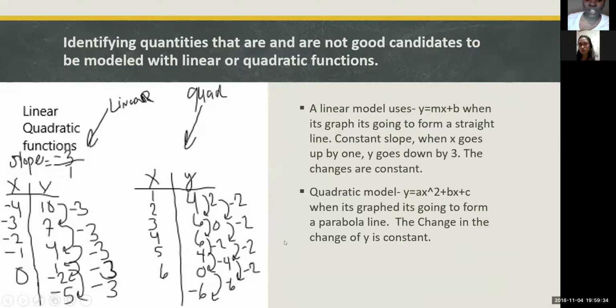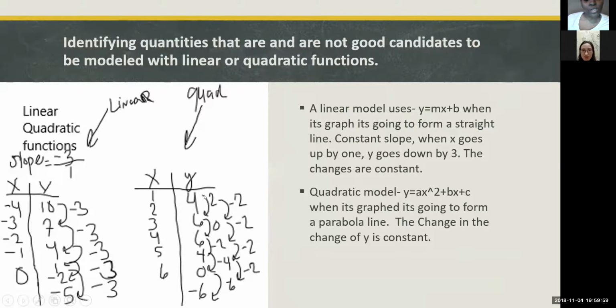The change in the change of the y is constant. When they say the change in the change, I wrote out an example right here. The x is going to be 1, 2, 3, 4, 5, 6, and the y values are 4, 6, 6, 4, 0, 6. That's the first one.